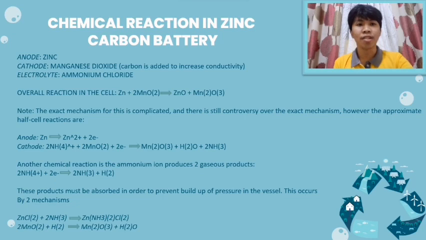The overall reaction in the cell is zinc plus 2 manganese and an oxygen with an atomic number of 2. Then it progresses to zinc and oxygen was added in the reaction, plus the manganese was subtracted by 1 and an atomic number of 2 was added, and the oxygen element from 2 is added 1 more to become 3. Note, the exact mechanism for this is complicated, and there is still controversy over the exact mechanism. So there is no need to focus on this topic, and we'll move on to the next.